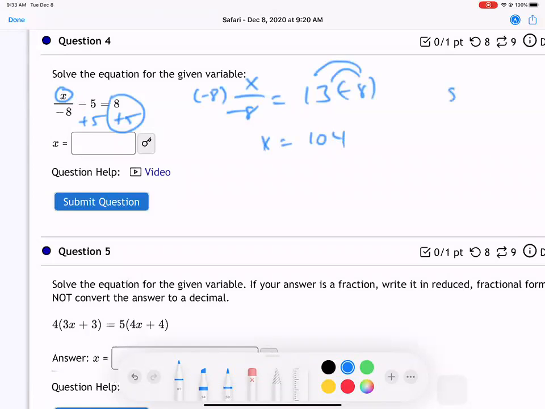8 times 10 is 80, and 8 times 3 is 24. That's why it's 104. And don't forget the negative sign. It is negative. Positive times negative is negative. For my version, of course.